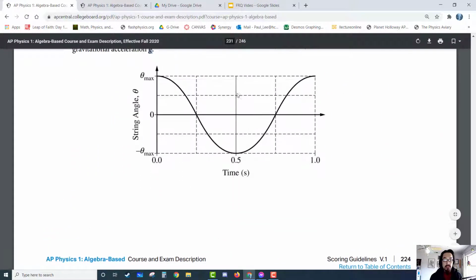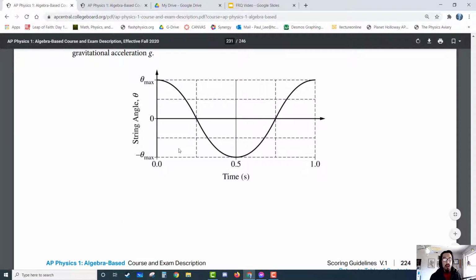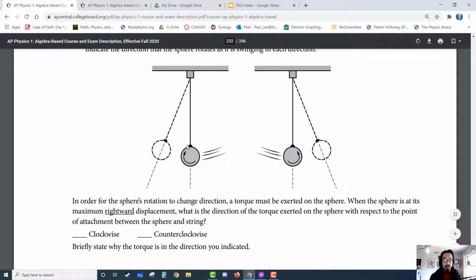And here we have a secondary graph, and it says the graph shows above the angle theta from the vertical as a function of time for the pendulum. On the axis below, sketch a graph of the gravitational potential energy of the sphere-Earth system for the same time interval. Take 0 potential energy to be when the potential energy has its minimum value. So here you are drawing your graphs, okay? And your graphs have to, of course, make sense. So this is going from a qualitative to a quantitative and vice versa.